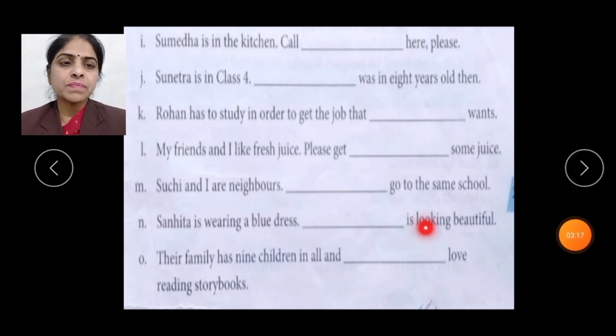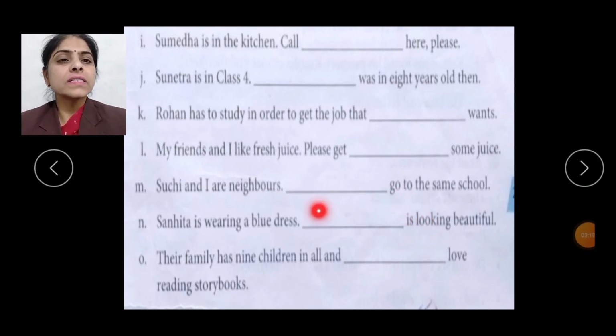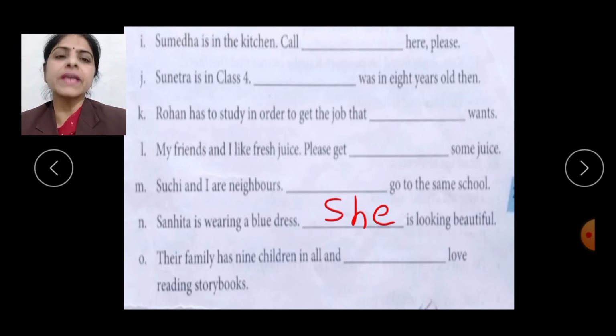And to fill this blank, we need a singular subject pronoun, and that is she. So, after filling the blank, the sentence will be, Sahita is wearing a blue dress. She is looking beautiful.